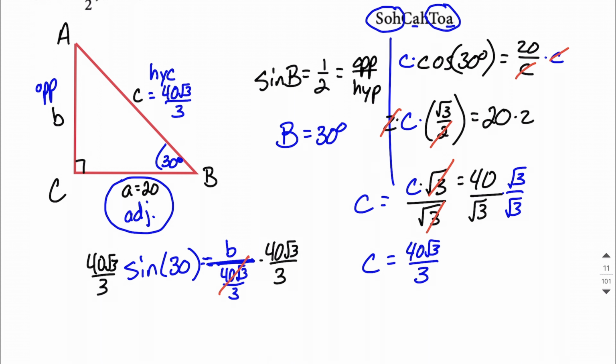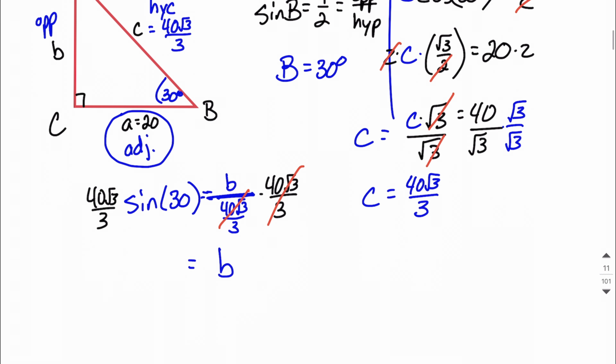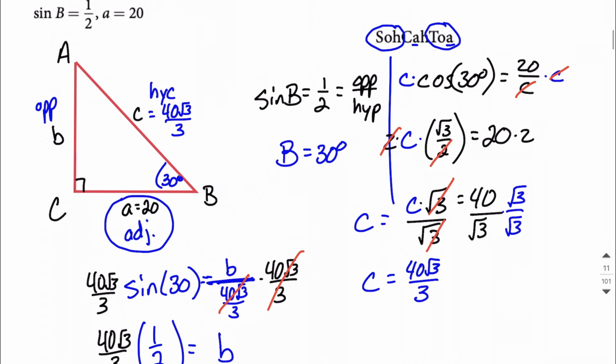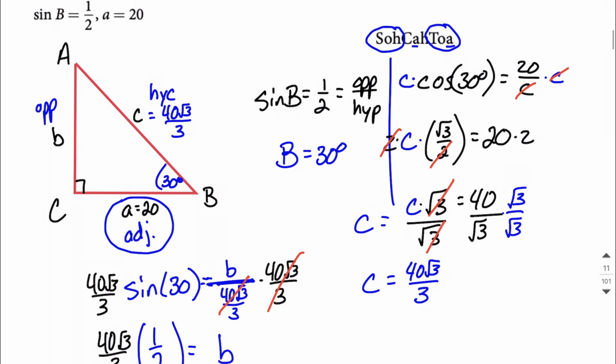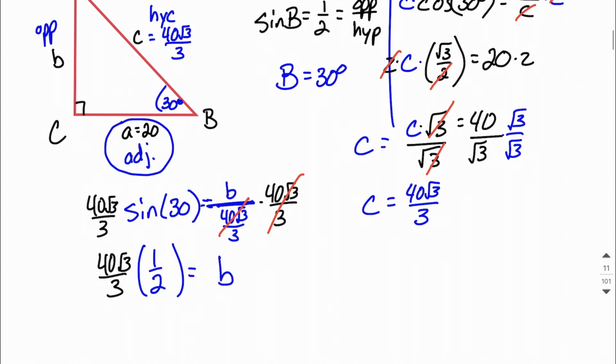On the right-hand side, all of this goes away, and we're going to be left with b on the right-hand side all by itself. From here, we do have our 40 square root of 3 over 3 comes along, but we can replace sine of 30 degrees with 1/2. Again, that was one of our known values. One of the two pieces of information they gave us at the very beginning was they said sine of b is 1/2. So just filling in that same information.